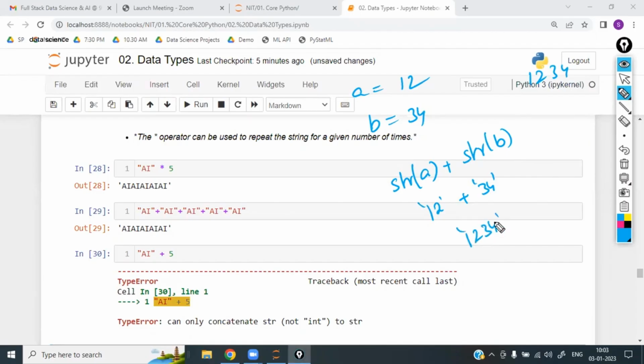It is also a string. Now convert everything to int. Int of, and now this will be added. First the inner brackets will be completed, followed by the outer bracket. Now the answer is 1, 2, 3, 4. This is the question given in the Microsoft exam. The same question was given in the Microsoft exam and in the NASSCOM exam.